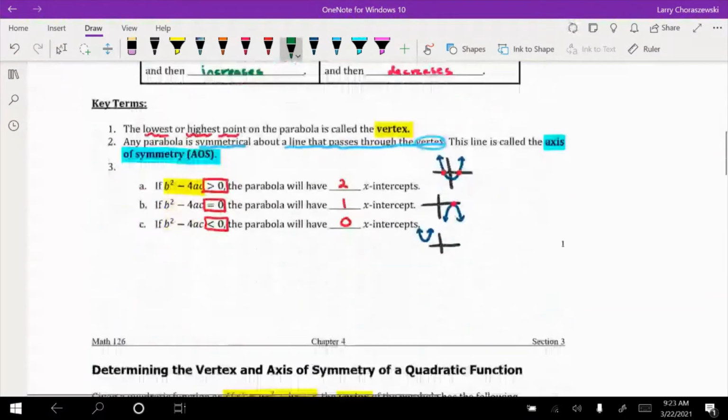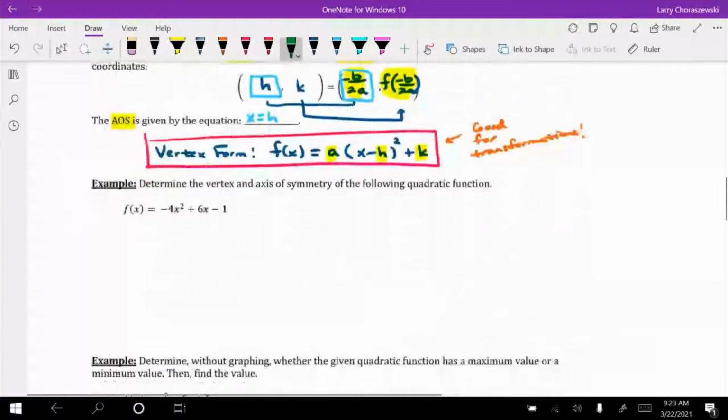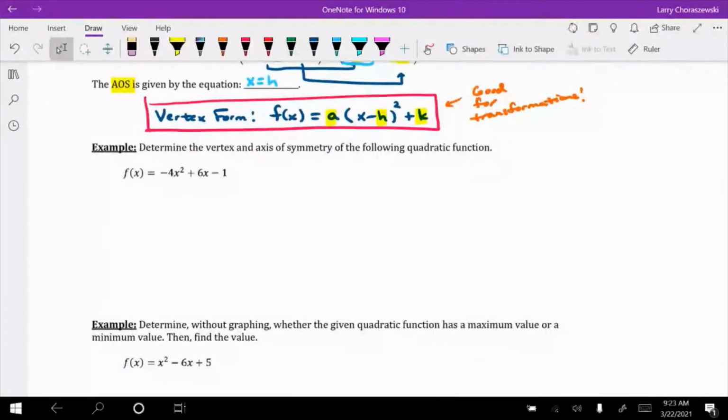All right, let's get to some examples. For our first example, we want to determine the vertex and axis of symmetry. So we have two things on the docket here. Let's start with the vertex. The vertex is going to require both a calculation of the x and y coordinates. And in order to get the y coordinate, you're going to need to know what the x coordinate is first, because you plug it into your function to get the y value.